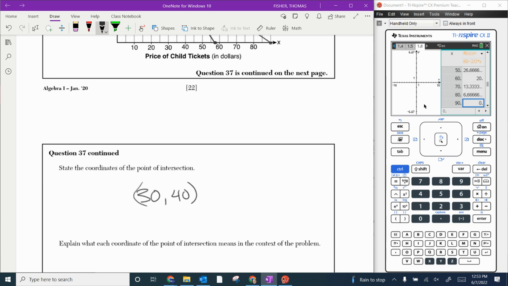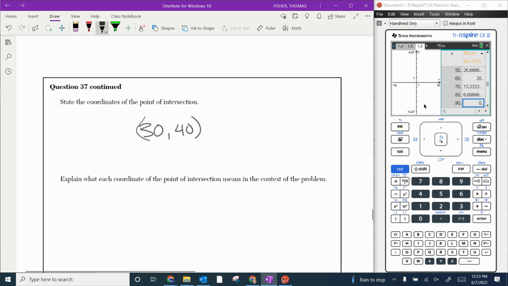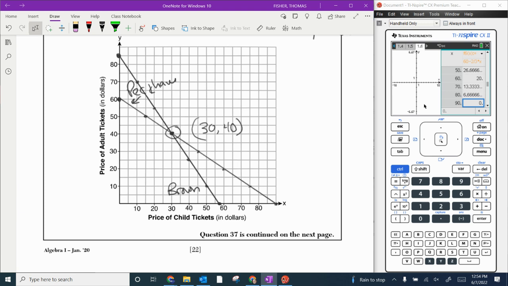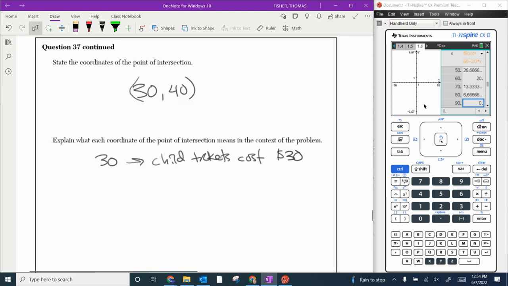X comma y always. And then explaining, wow, this is a nice 6-point question. If you get this question, you should be like jumping for joy. So what does this mean? So 30 is the amount for the child tickets. Child tickets cost $30. Because remember, that was the x-axis label. So that's the x coordinate. And the 40 is the adult. Adult tickets cost $40. What a great question.